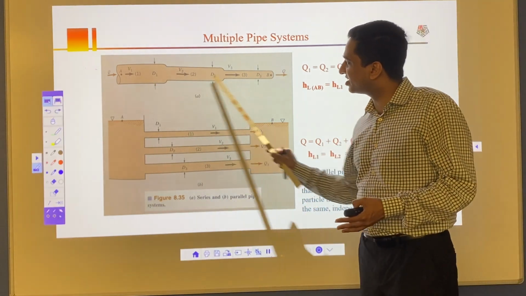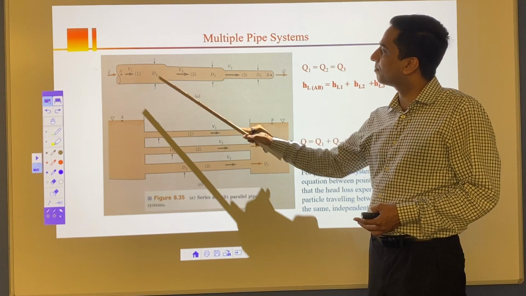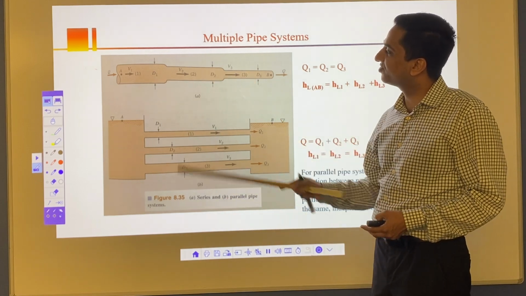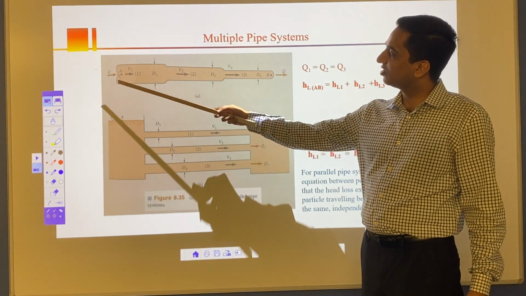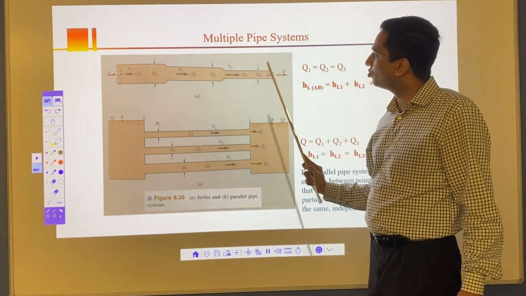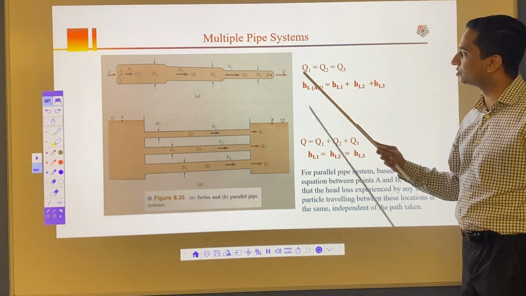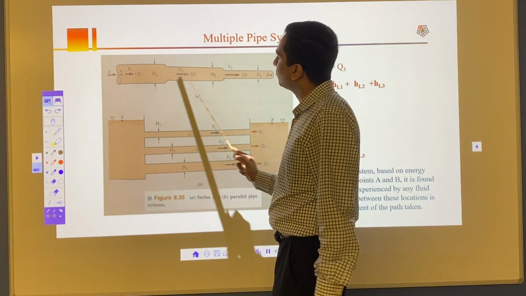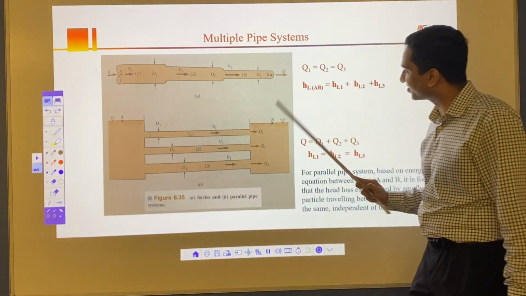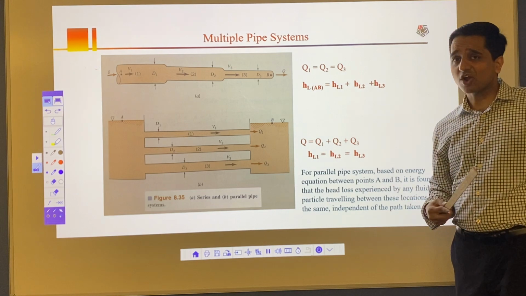If it is in series, you will have this kind of arrangement. So here we have pipe 1, pipe 2, pipe 3, they are in series. And if you want to consider the head loss and flow rate from point A to point B, what we are going to do is add the flow rate. Q1 is equal to Q2 is equal to Q3. It means the flow rate in pipe 1, pipe 2, and pipe 3 is exactly the same.